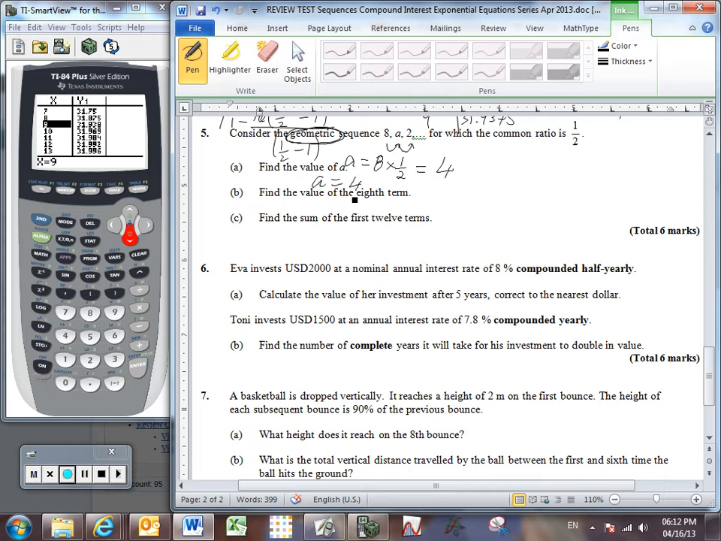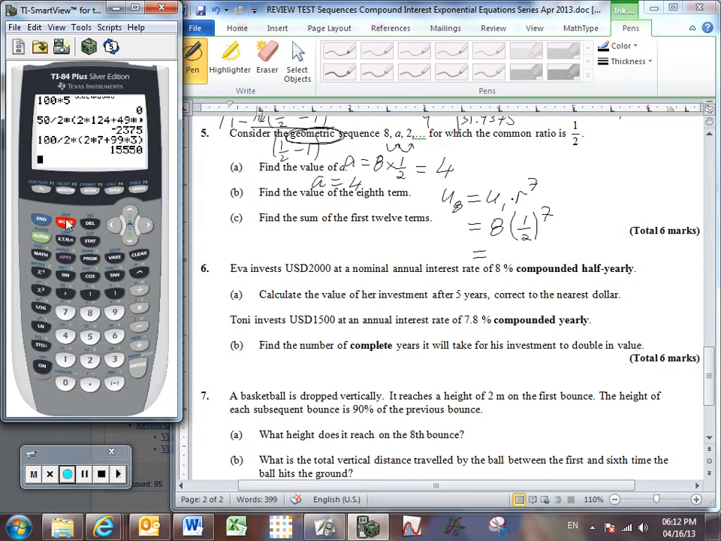Let's find the value of the 8th term. And so the 8th term in a geometric sequence we know we can find by taking the first term and multiplying it by r to the power of 7. In our case then we're taking 8 and multiplying it by 1/2 to the power of 7. That's going to give you then 8 times 0.5 to the power of 7, and we get 0.0625.